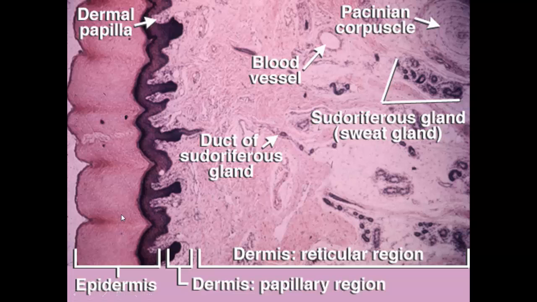The epidermis here, and then here is your dermis from this point on. This little loose connective tissue with the little dermal papillae would be the papillary layer, and it's not very thick. Most of the dermis is this heavier, fiber-packed reticular layer, and you can see glands and pressure receptors, and that's a blood vessel. Another of the organs of the integumentary system are the sebaceous glands.